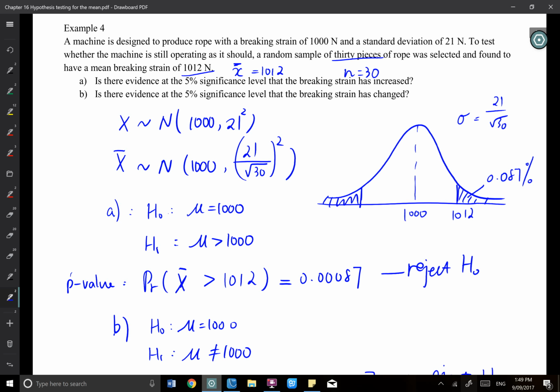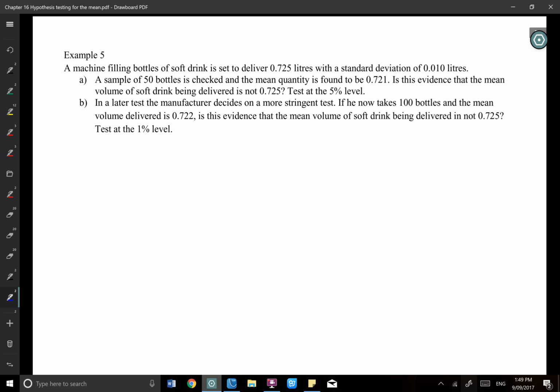Have a look at the next question and have a try at that one. I'll give you some time to try this.